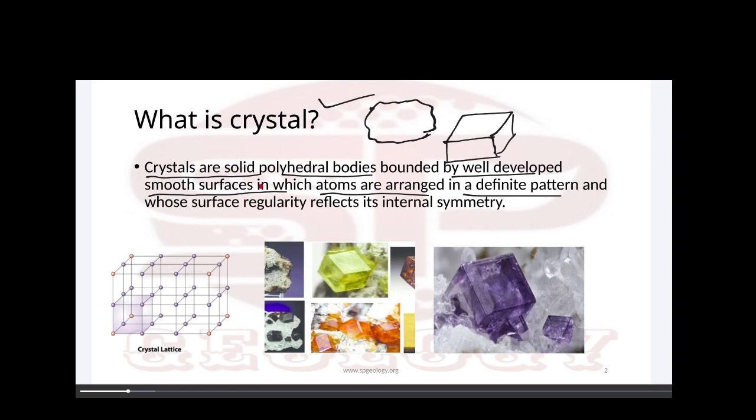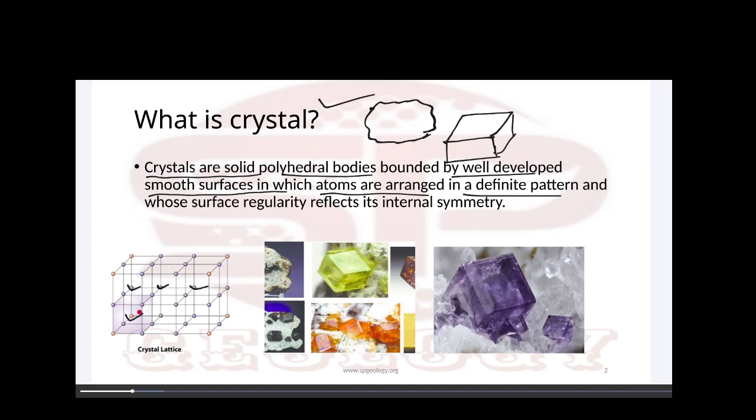So these are solid polyhedral bodies bounded by well developed and smooth surfaces in which atoms are arranged in a definite pattern. The external form will reflect the internal atomic arrangement. Suppose like this is a crystal. So crystals should have a definite pattern.